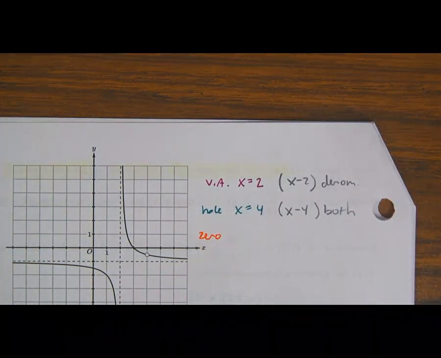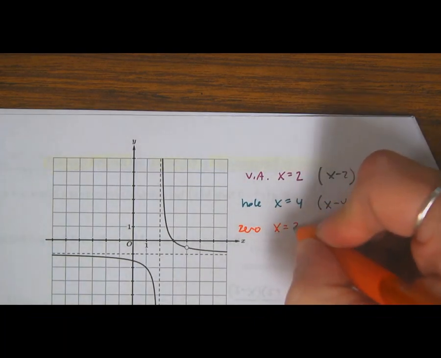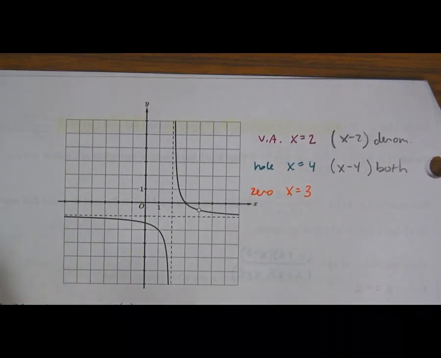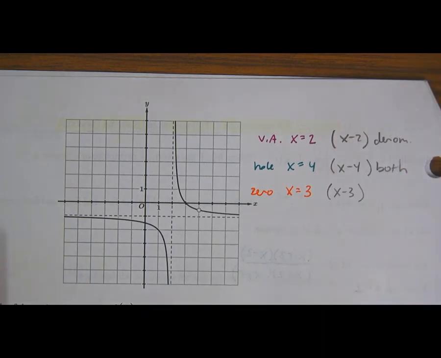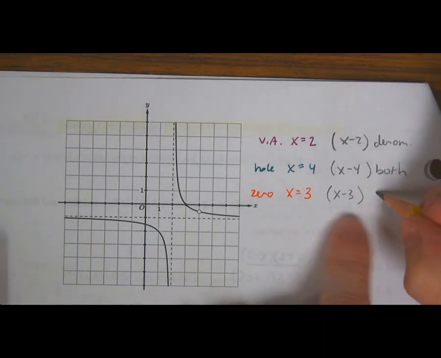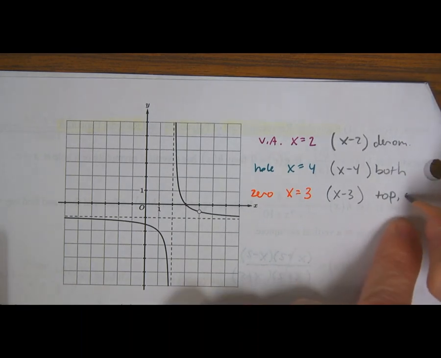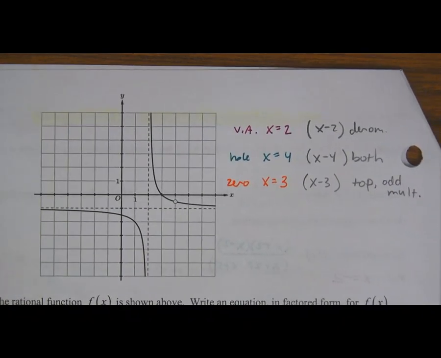Where does this graph come in contact with the x-axis? At 3. Does it cross at 3 or bounce at 3? It crosses. So we just need to make sure our x minus 3 is on top, because zeros are located on top, and that it has an odd multiplicity. And if I get to choose, what's the smallest odd number? 1. So let's keep it simple.